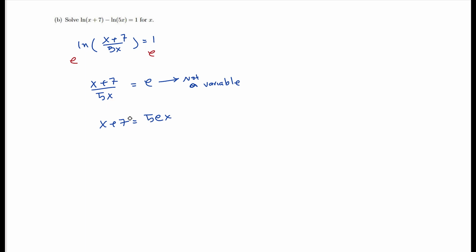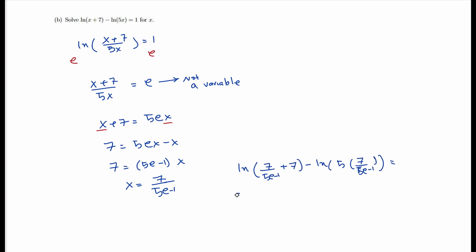I multiply by the denominator, and I need to put all the x's on one side so I can isolate x. So subtract x from both sides. And 7 is equal to, factor the x out, (5e minus 1) times x, and then solve for x by dividing: x equals 7 over 5e minus 1. And you can plug it back in and compute again and see that this is going to be the same value.